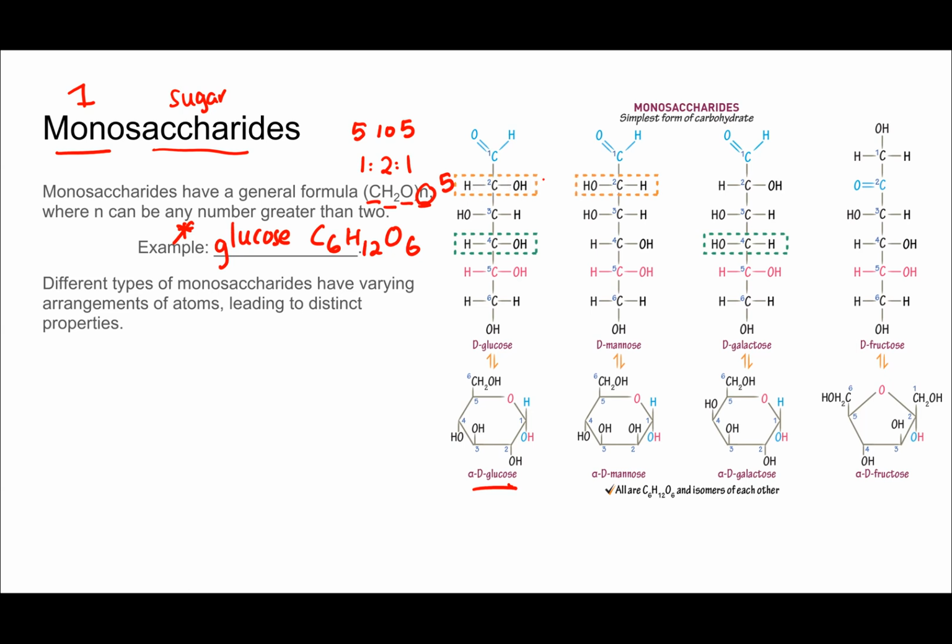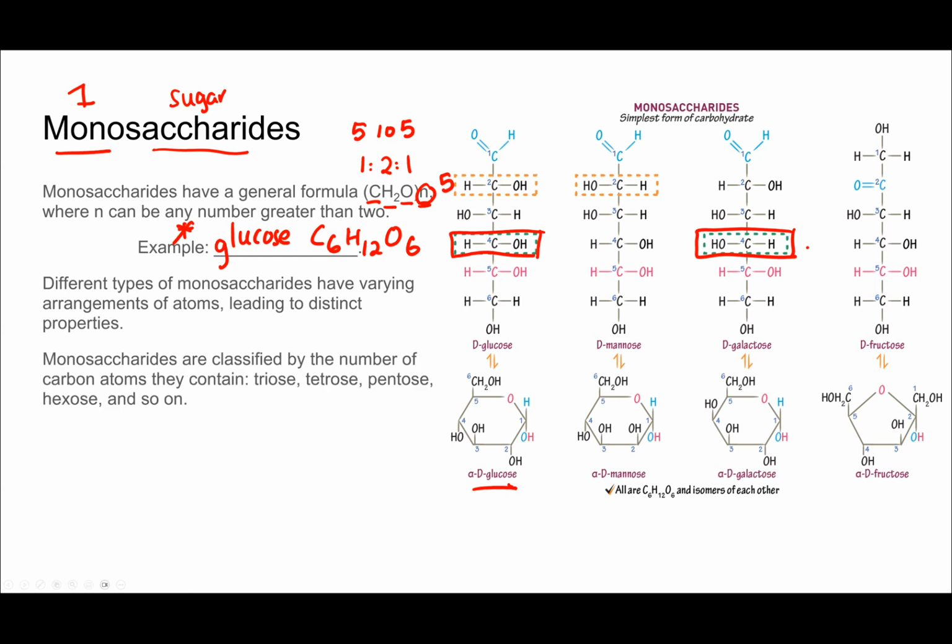And some of them will have some minor changes, right? For example, D glucose and D galactose differ at carbon 4, even though it's really just a left-right difference. One hydroxyl group is on the right side, another is on the left side. That small difference can actually affect their property and their function. Monosaccharides can also be categorized by the number of carbon atoms they contain. For example, triose means 3 carbons, tetrose means 4 carbons, pentose means 5 carbons, hexose means 6 carbons, and so on and so forth.